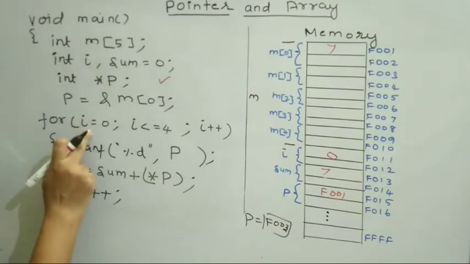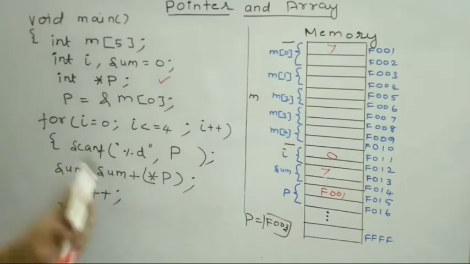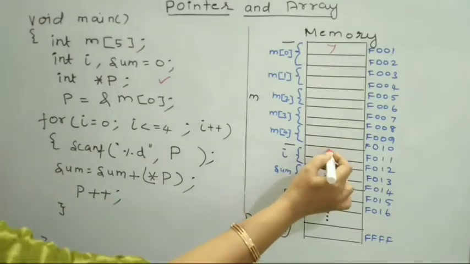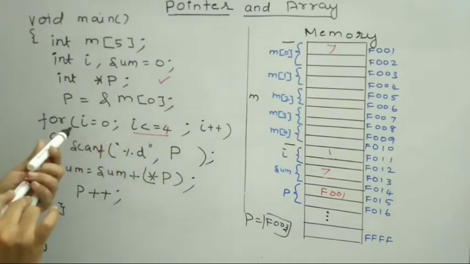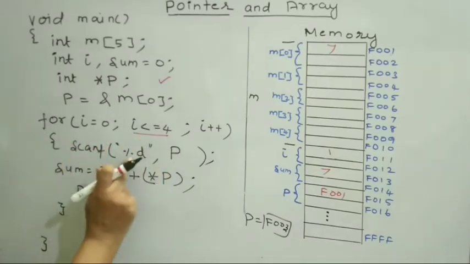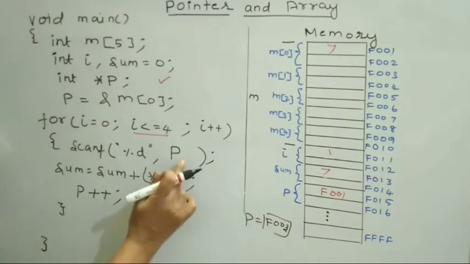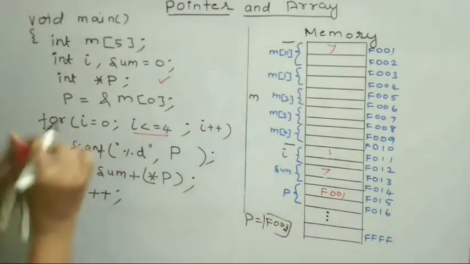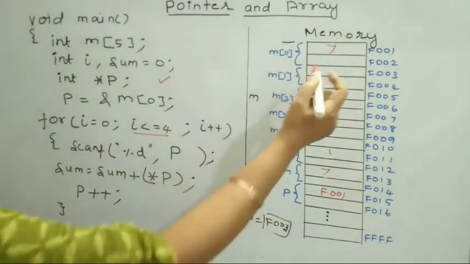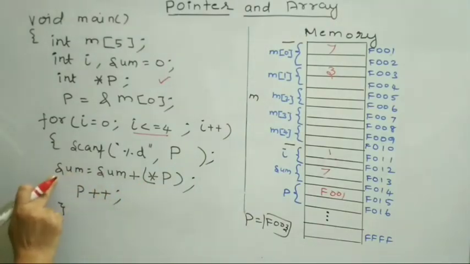Again I will jump back. Now the value of I is incremented by 1, so I becomes 1. It checks the condition, I is less than 4, and I get inside my for loop. So get an integer value assigned to the memory address F003. If I input the integer value 3, then 3 is assigned to memory address F003. And then execute this statement.